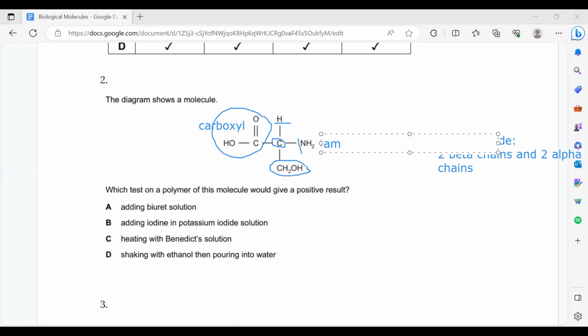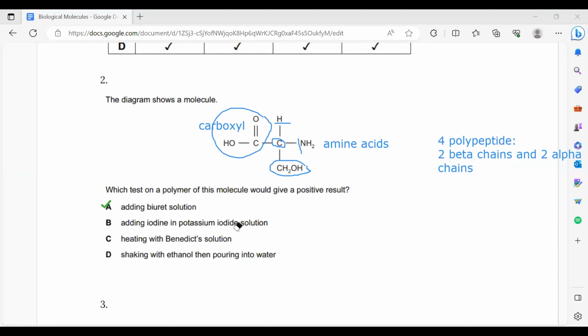Which test on a polymer of this molecule would give a positive result? Amino acids are the monomers of proteins, so to give a positive result, it must be something that tests for a protein. Adding biuret solution is the correct option here because that is how we do a protein test. So your answer is going to be A.